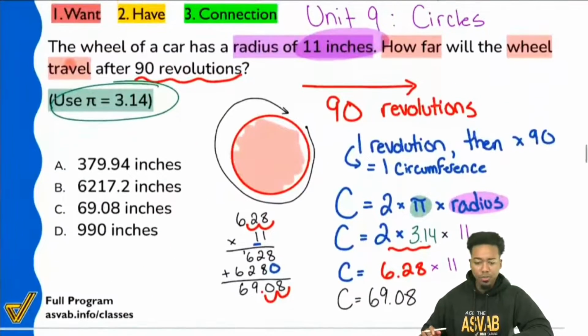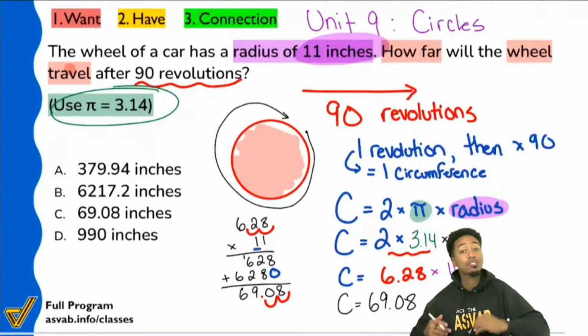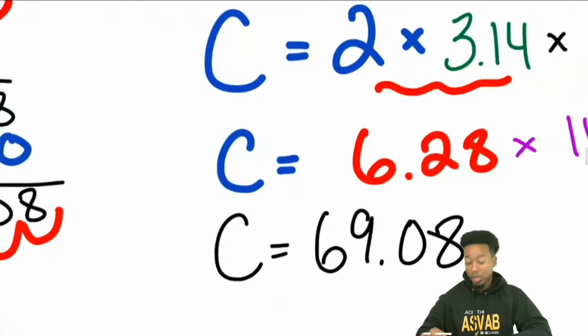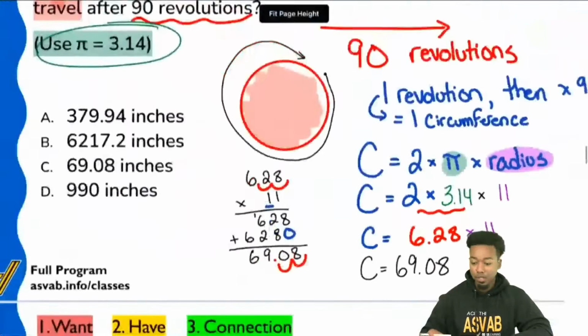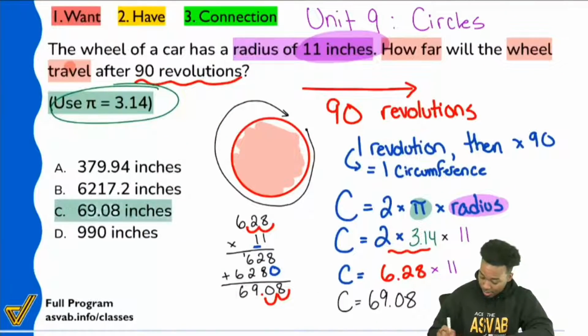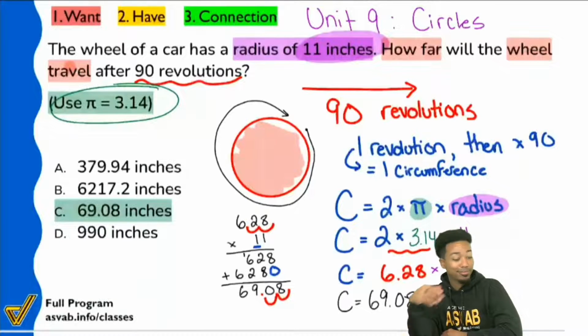So if we have someone that's very excited, someone who is proud of themselves, we did the calculations correctly. We have 69.08. My party people, are we done? Because I see the answer. It's C. Are we done?